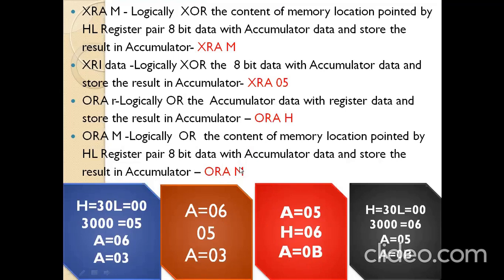M represents memory. So memory means the HL register. H is equal to 30, L is equal to 30. So the address is 3000. At address 3000 the data is 06. The accumulator data will do the OR operation with it, and the result will be stored in the accumulator.